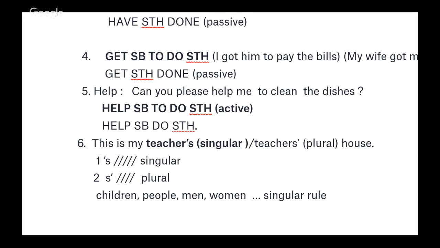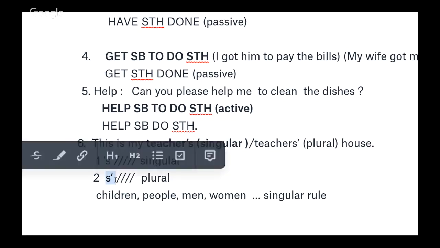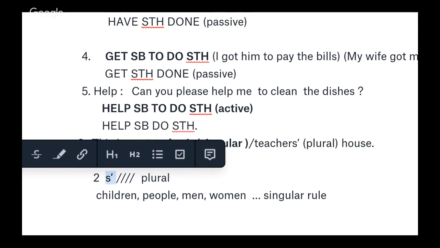First one. But if I say something like this, if I say students' notebooks, a lot of students and their notebooks. Second one. In that case scenario, I'll have to use second one. S first and then apostrophe. Is it clear? Did you understand this rule?